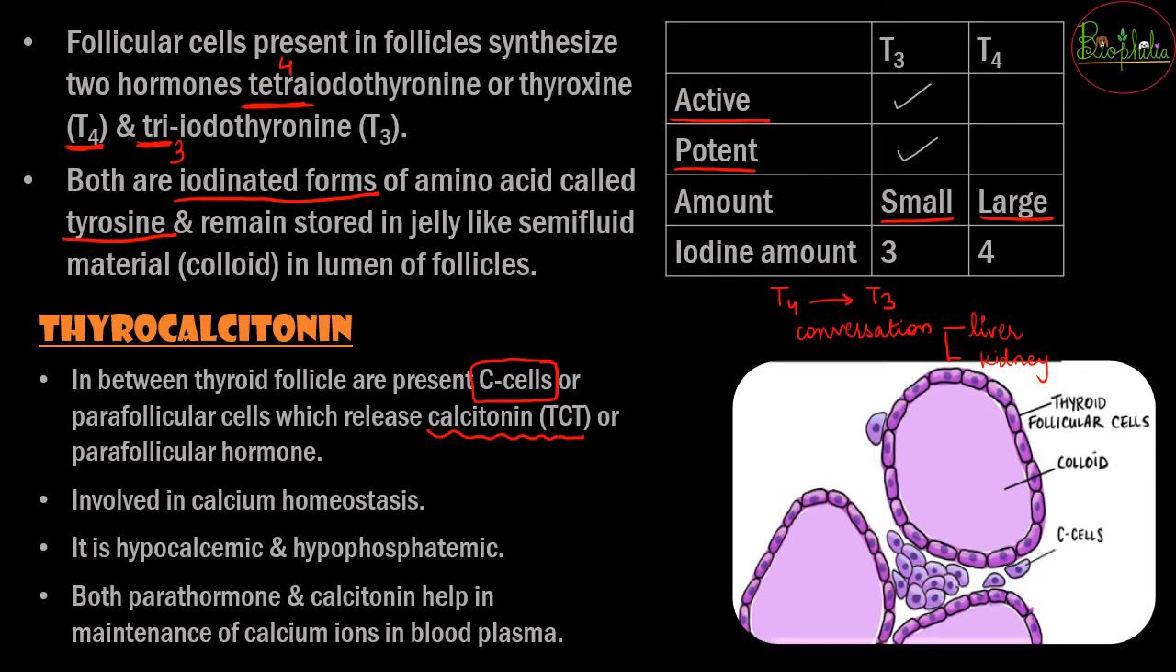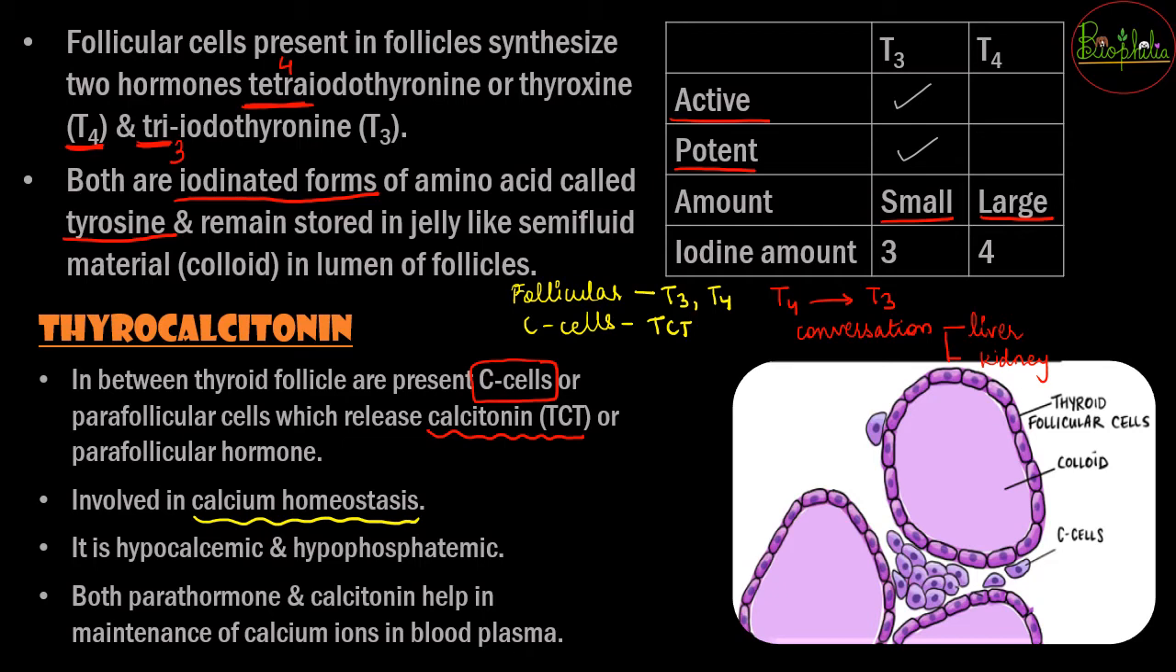So there are two types of cells. First, you need to understand that there are follicular cells, which release T3 and T4, whereas the C cells release the TCT hormone, which is the calcitonin hormone, also called the parafollicular hormone. This thyrocalcitonin is involved in calcium homeostasis, that is, regulating the amount of calcium. If the calcium levels go up or down, they need to be regulated so that they remain at the constant level required by the body.